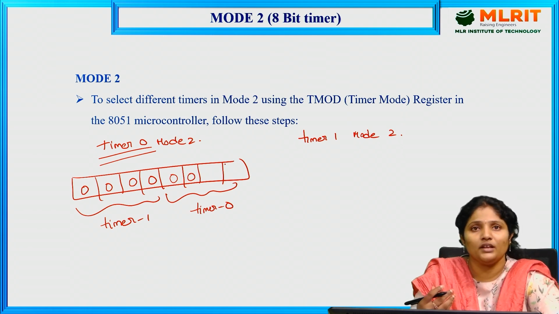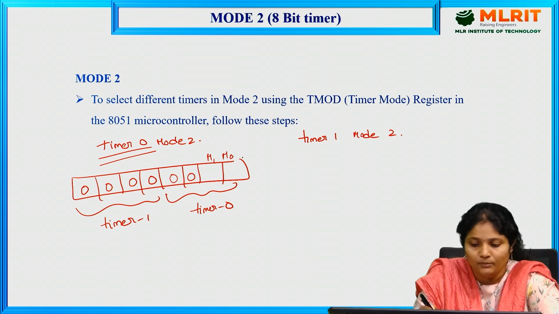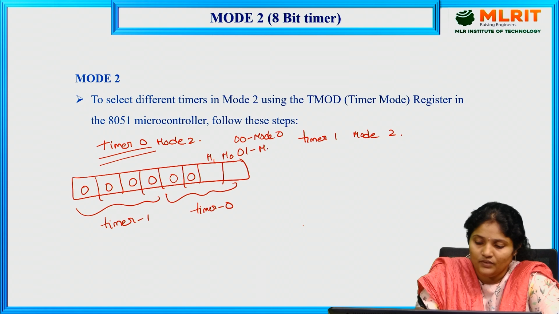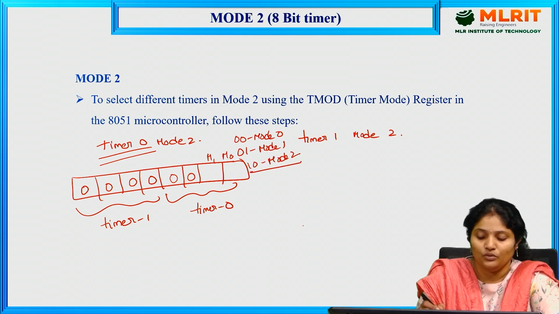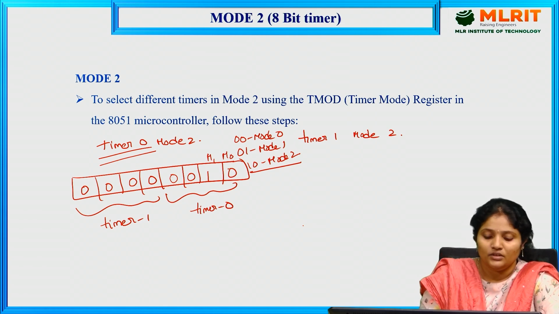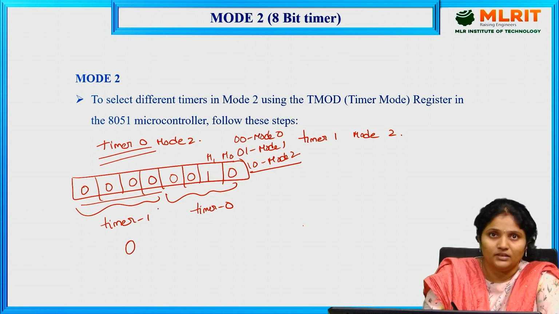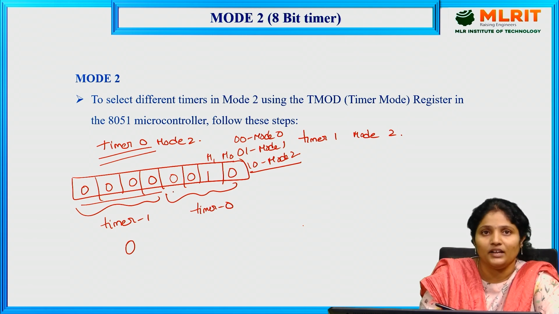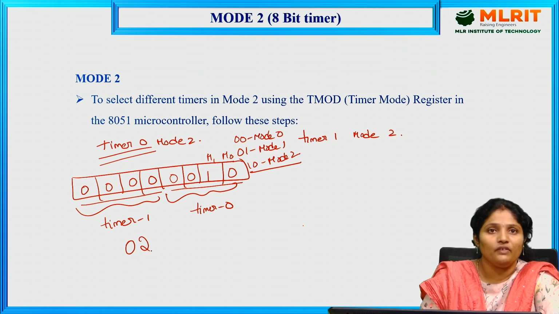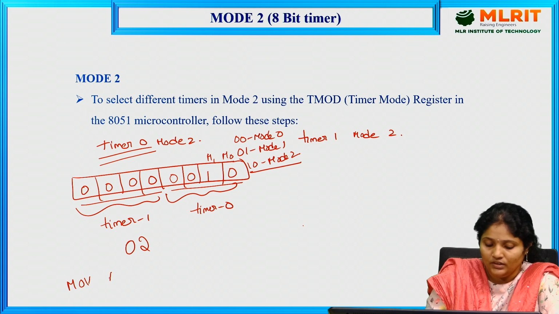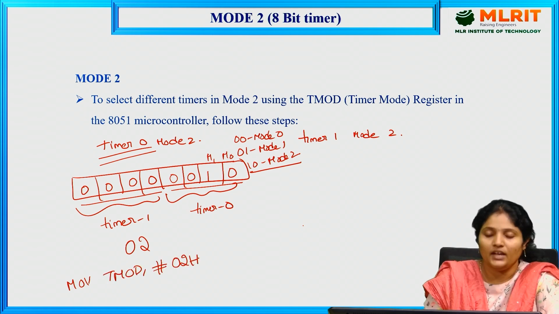What values do I need to load into M1 and M0 to select mode 2? 0 0 is for mode 0, 0 1 is for mode 1, and 1 0 is for mode 2. So if I want to select mode 2, I need to keep 1 0 here. These four zeros mean 0, in binary bit representation, and I write it as a hexadecimal number. 0 0 1 0 means it is 2. So if I want to select timer 0 in mode 2, the value I need to load into the TMOD register is 02H.